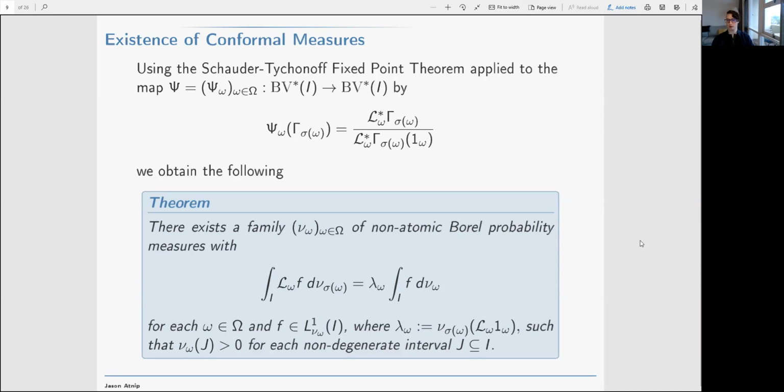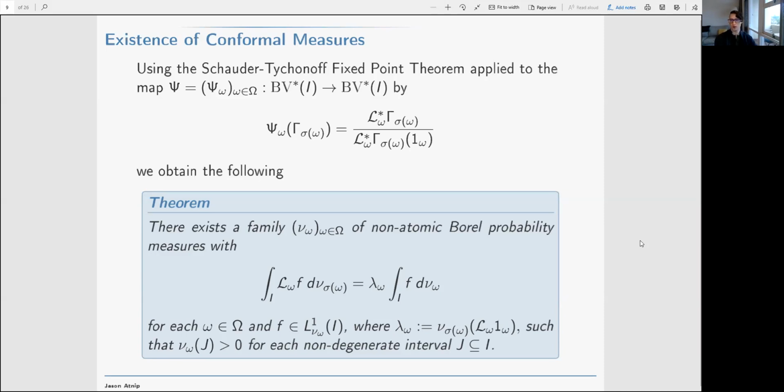So we end up with this family of non-atomic Borel probability measures, which are positive on non-degenerate subintervals J, and they satisfy this conformal measure property.